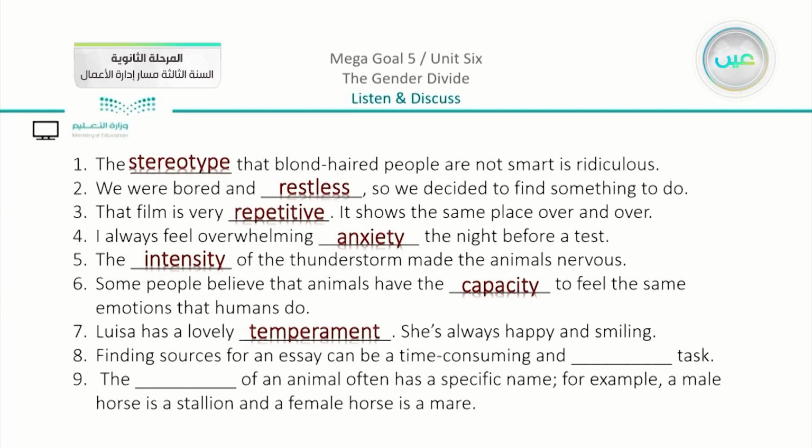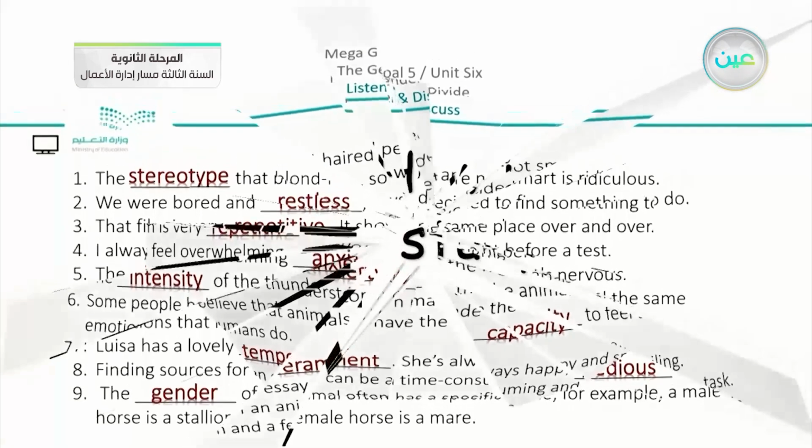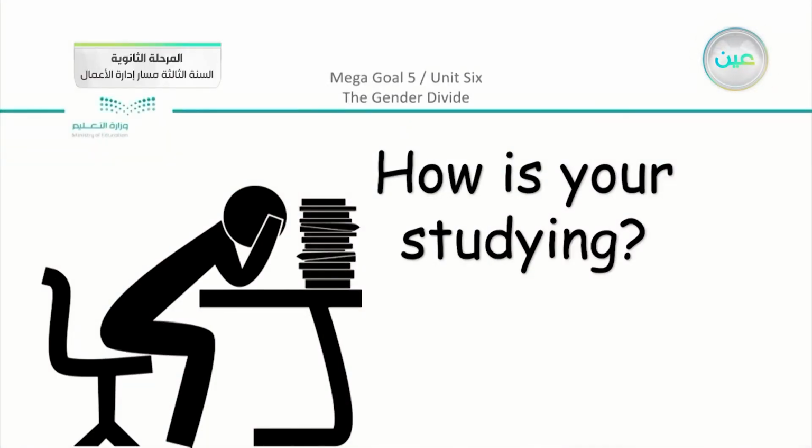Finding sources for an essay can be a time-consuming and blank task. So some tasks, they are boring, or we can say tedious. The blank of an animal often has a specific name. For example, a male horse is a stallion and a female horse is a mare. So here we can say the gender of the animal. So you know now that the word gender can be used for human beings, or we can also use it for animals. Now this was the vocabulary part that we have here.